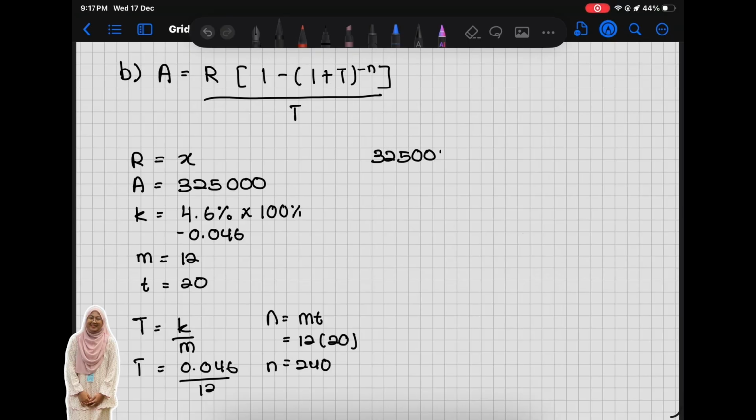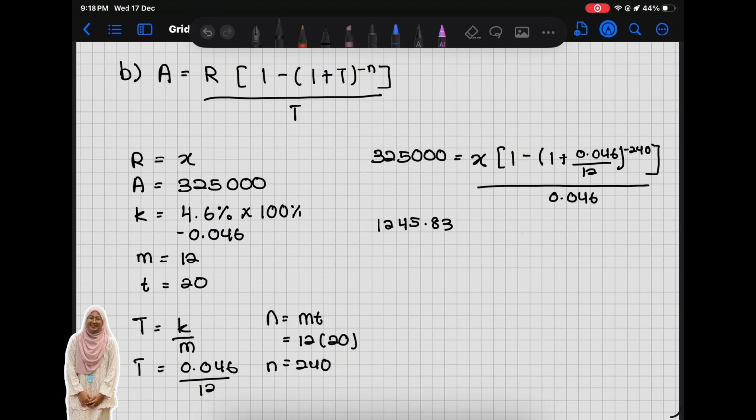Next, we need to apply all the amounts in the formula. 325,000 is equal to X in the bracket (1 minus (1 plus 0.046 over 12) to the power of negative 240) over 0.046 over 12. We solve the expression in the bracket first, and 0.046 over 12 also can be multiplied with 325,000. Then we get 1245.83 is equal to X in the bracket 0.60078. Then we need to find X. How to find X?